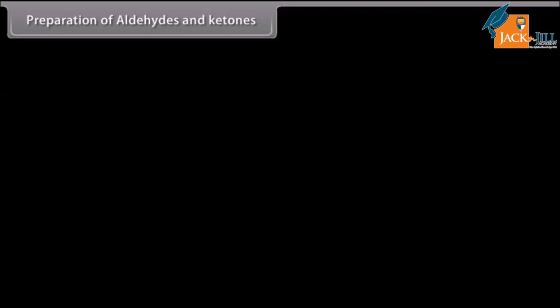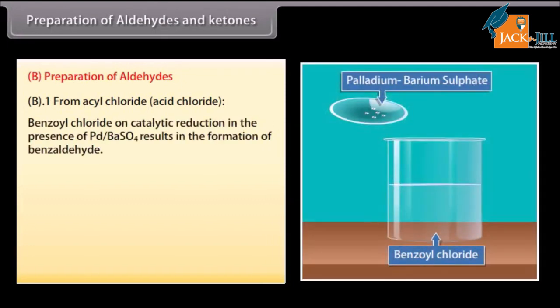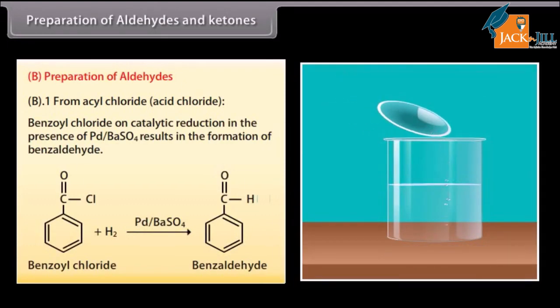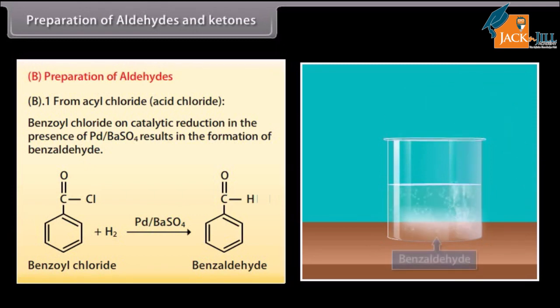Preparation of aldehydes and ketones. Preparation of aldehydes. From acyl chloride, acid chloride. Benzoyl chloride on catalytic reduction in the presence of palladium on barium sulfate results in the formation of benzaldehyde.